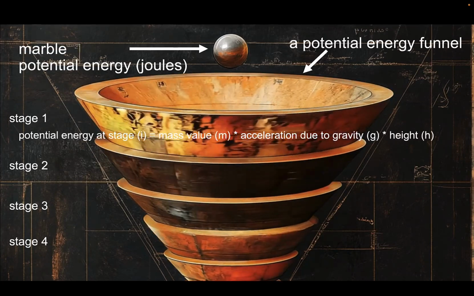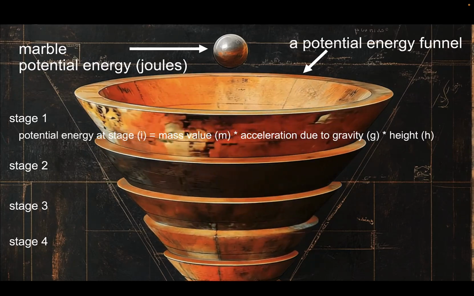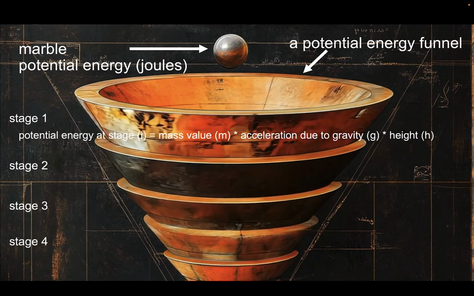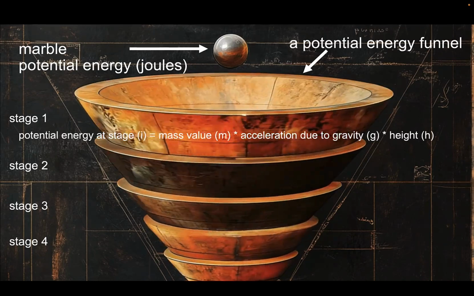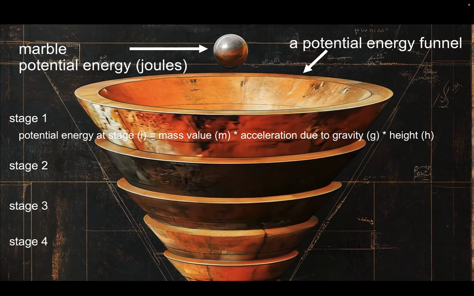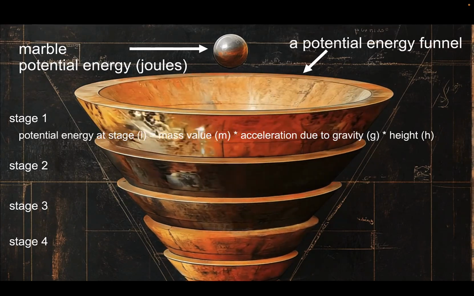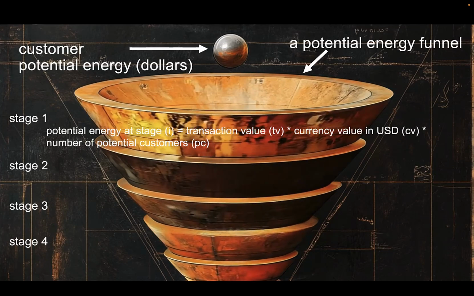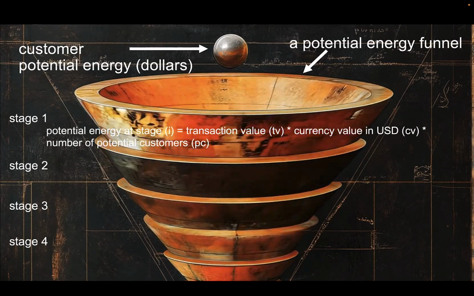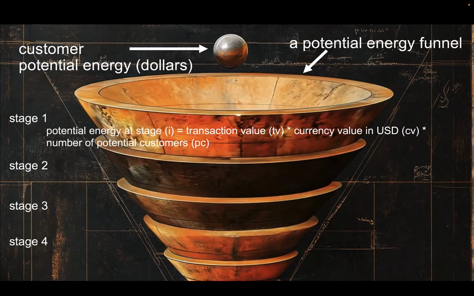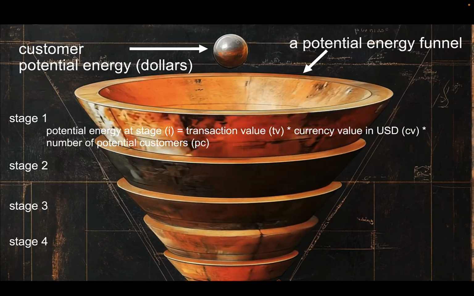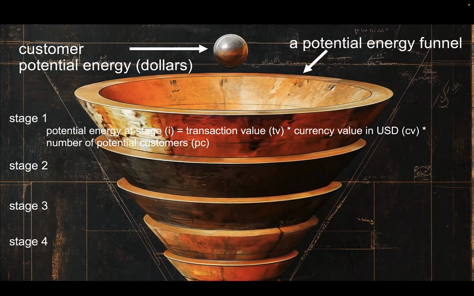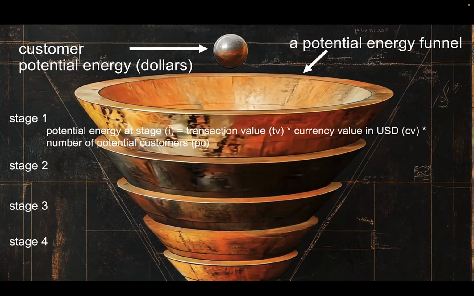When a marble is moving towards the center of the earth, it has potential energy, which is a measurement of its mass times the acceleration of gravity times the height that it can fall. The potential energy of a customer moving through a sales funnel is the value of their individual transaction, indexed to US dollars, times the number of potential customers at that stage.